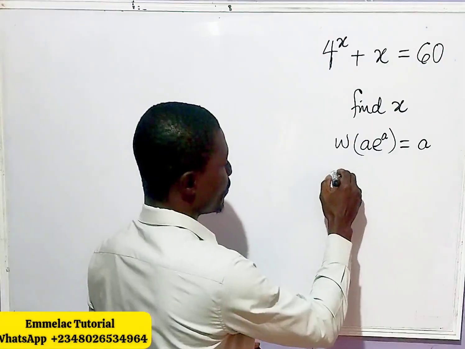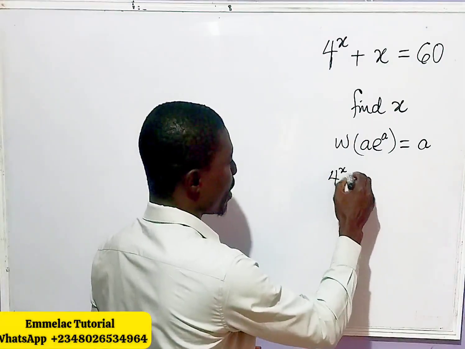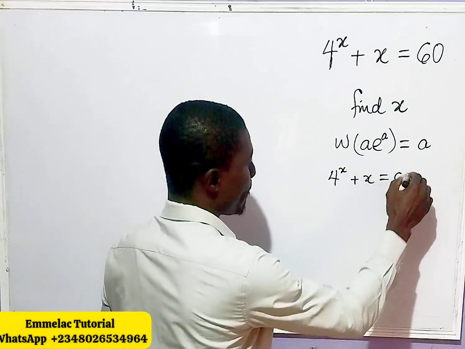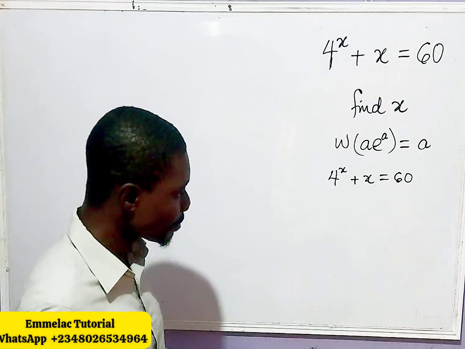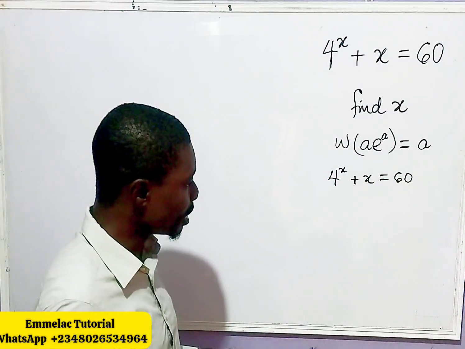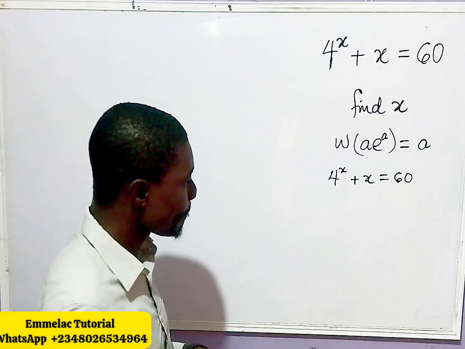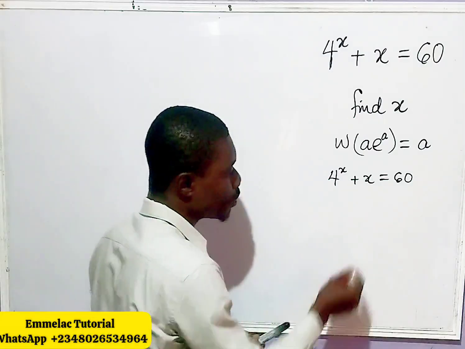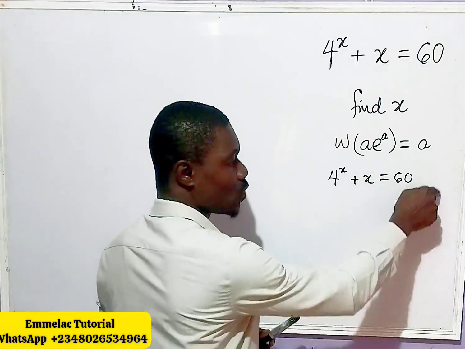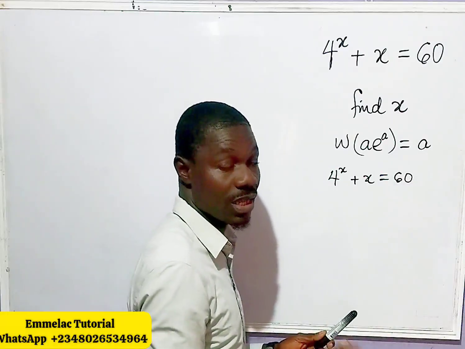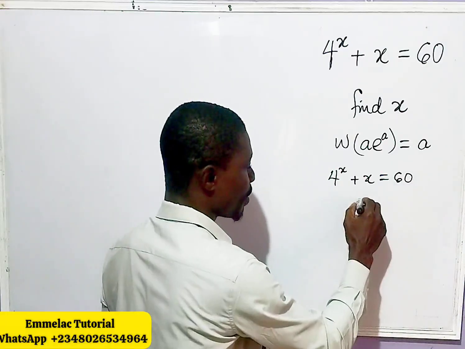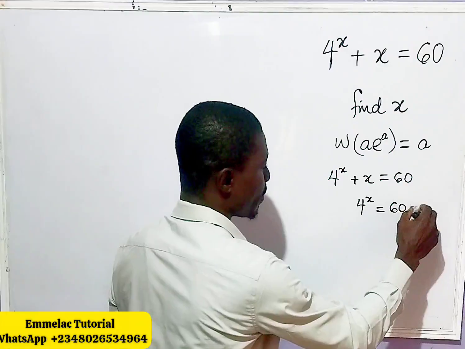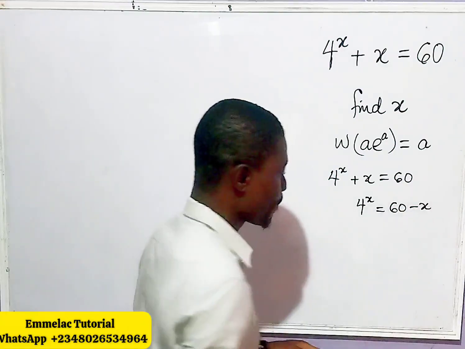So from here we have 4 raised to the power of x plus x equals 60. The first approach here is to subtract x from both sides of the equation. This x will move over to the right hand side, giving us a minus x. We end up having 4 raised to the power of x equals 60 minus x.